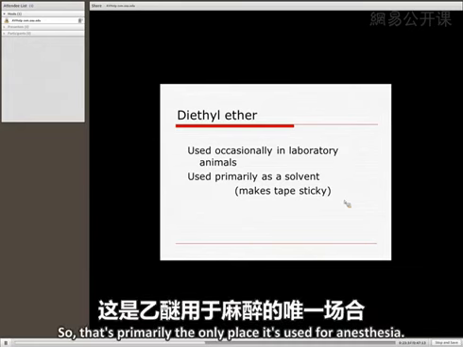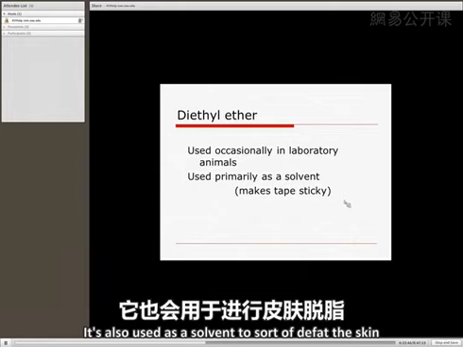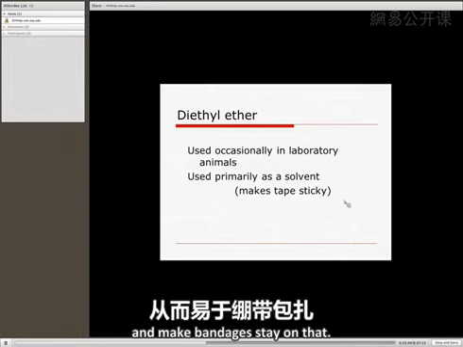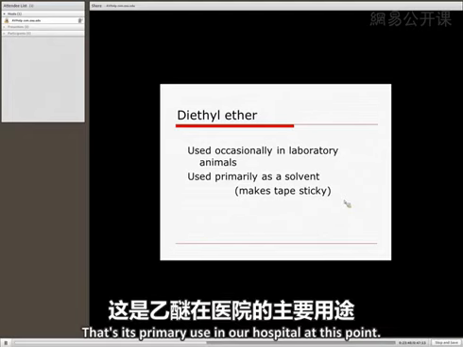But that's primarily the only place it's used for anesthesia. It's also used as a solvent to sort of defat the skin and make bandages stay on better. That's the primary use in our hospital at this point.